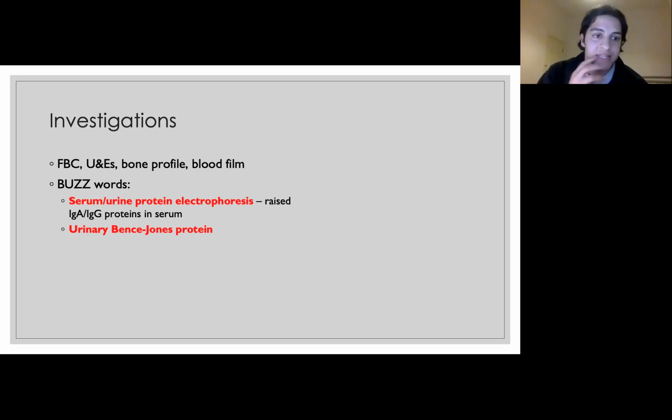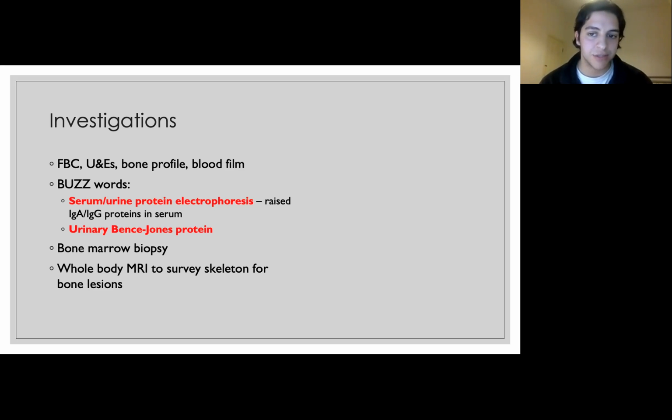This can show raised IgA or IgG proteins in the serum. Alternatively, you can do a urinary Bence-Jones protein. This has come up in a question in one of our exams in the past, so I would remember that, the urinary Bence-Jones protein. But again, the definitive investigation is a bone marrow biopsy. You can also do a whole body MRI to survey the skeleton for bone lesions.